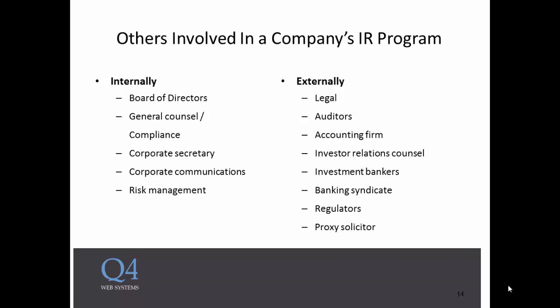As you likely already know, there are a lot of folks, both internally and externally, that are involved in investor relations. Internally, you have the board of directors, you have the in-house legal counsel, you have the corporate secretary, you have corporate communications, and you have risk management. Externally, you have outside lawyers, accountants, auditors, you have outside IR firms, investment bankers, and the like. All of these folks are influencing and participating in the company's communications to and from the investment community.